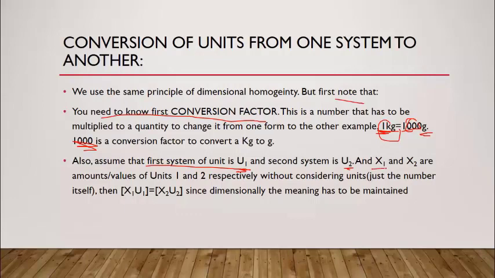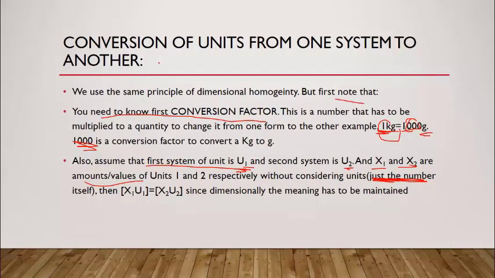Again, assume that you have values x2 and x1. These x2 and x1 are the actual values, the numbers now. For example, where we said foot is maybe 5, that becomes x1. For the common units U2 now, say length in meters, we say maybe it is 6 meters. These x are the values or amounts of unit 1 and unit 2 respectively, without considering units, just the number, remember, just the number itself.